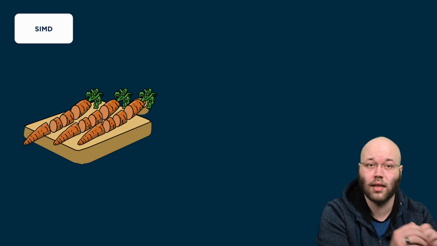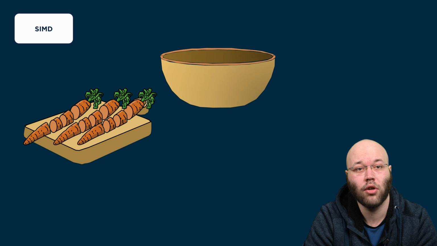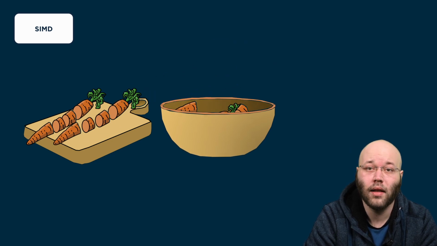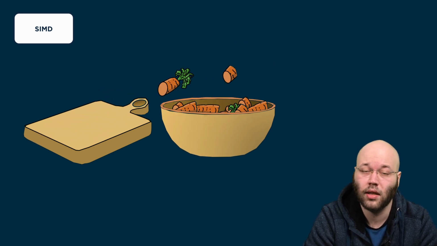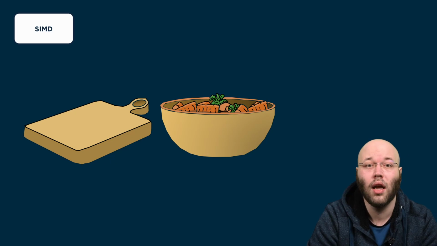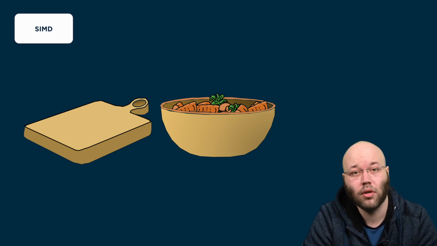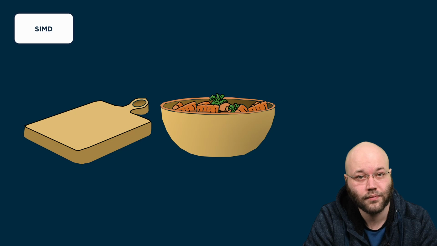Remove all the carrot slices from the cutting board to make room for the next batch. This reduces the number of operations, in this case cutting motions, required, making the process significantly faster.